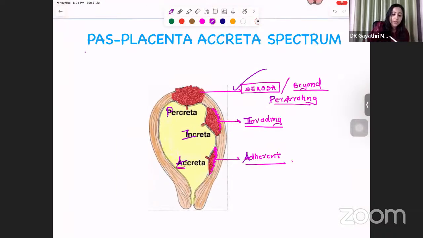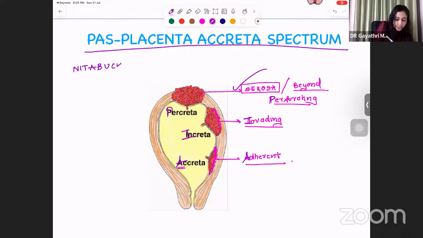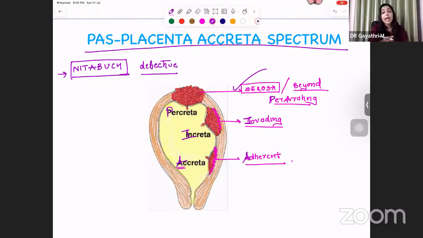So this is your PAS or placenta accreta spectrum. Why does this happen? This is because the placenta separates from the uterus through a thin layer of fibrinoid degeneration. This is known as the Nitabuch layer. The Nitabuch layer is a layer of fibrinoid degeneration which helps the placenta to separate from the uterus. In case of PAS, the Nitabuch layer is defective, and it can also be due to defective decidualization.